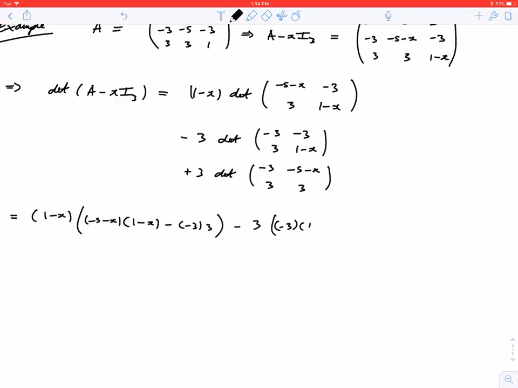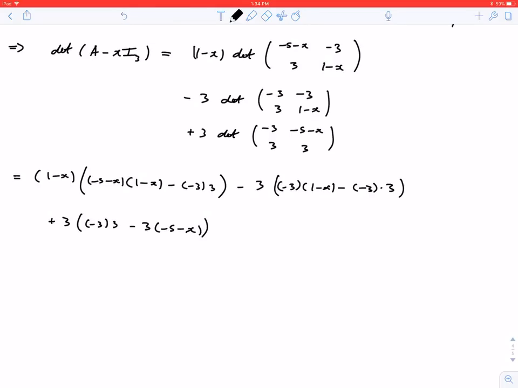Minus 3 times 1 minus x, minus 3 times 3. And then finally it's plus 3. Minus 3 times 3 minus 3, oh God, times minus 5 minus x. Heaven help us. So when you go through all of this and simplify it, gather terms, it's going to take you some time. This will eventually turn out to be minus x to the 3 minus 3x squared plus 4.